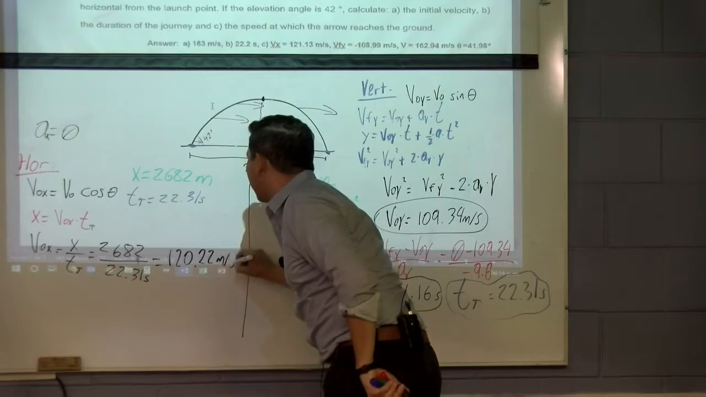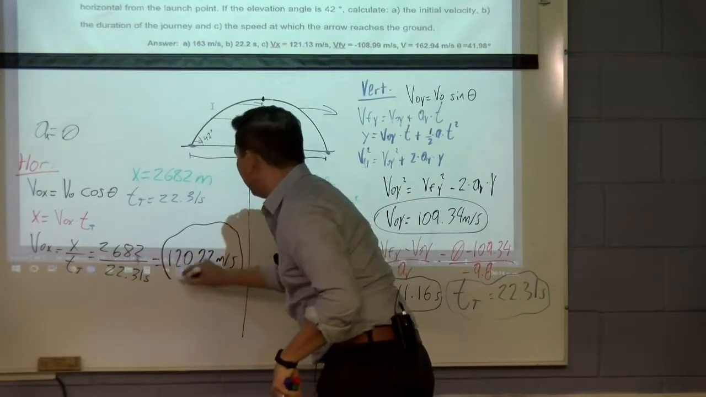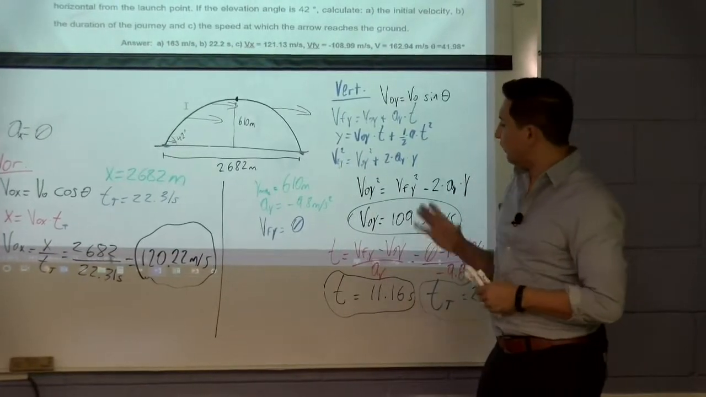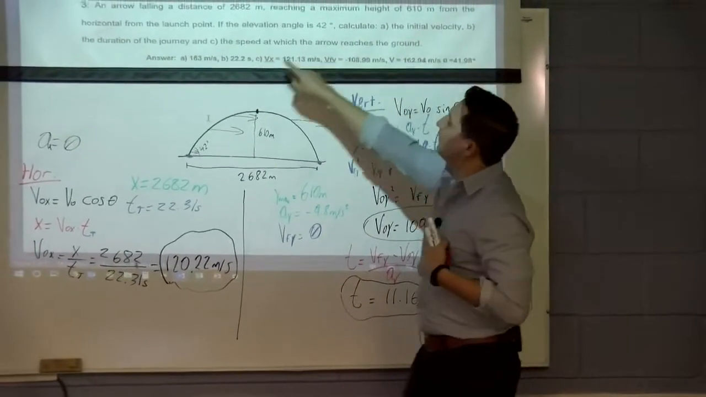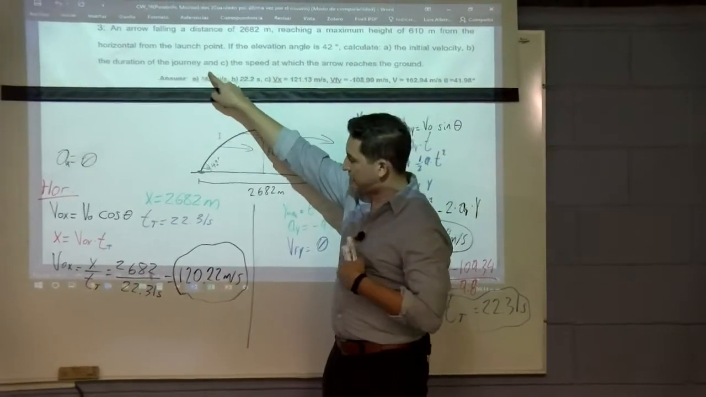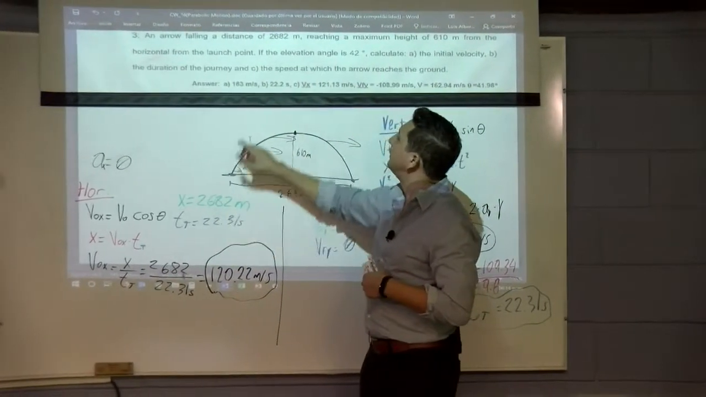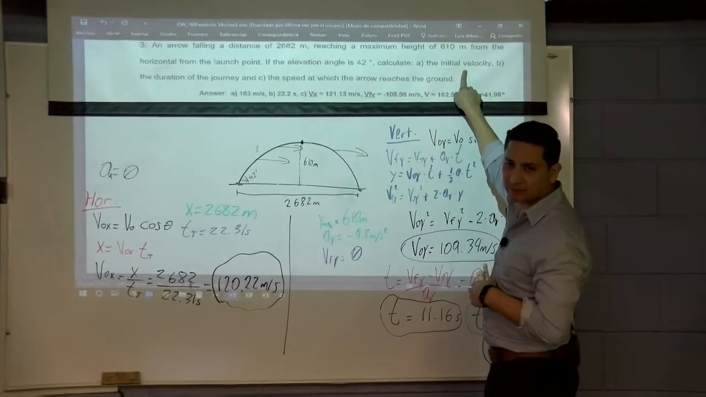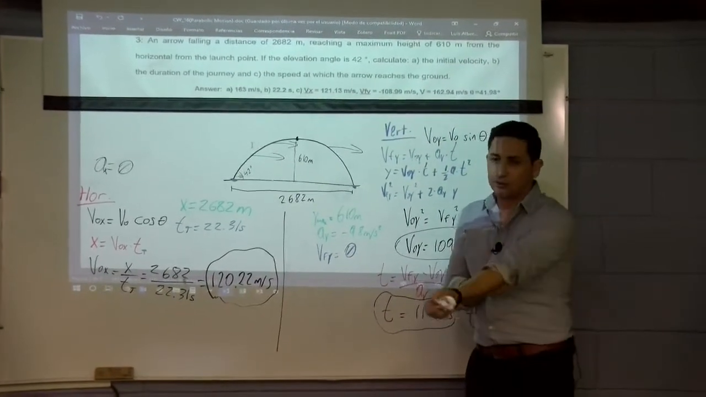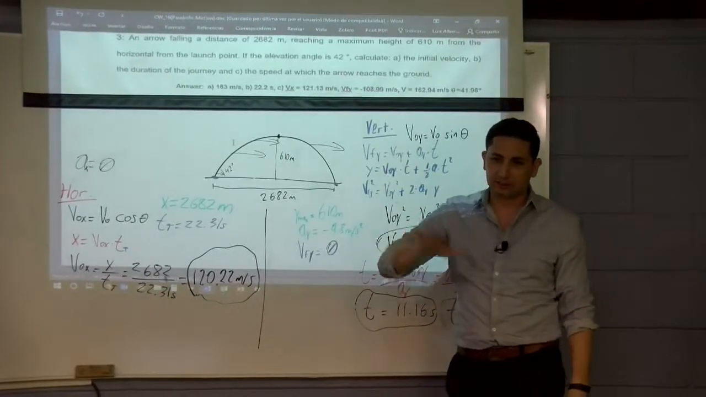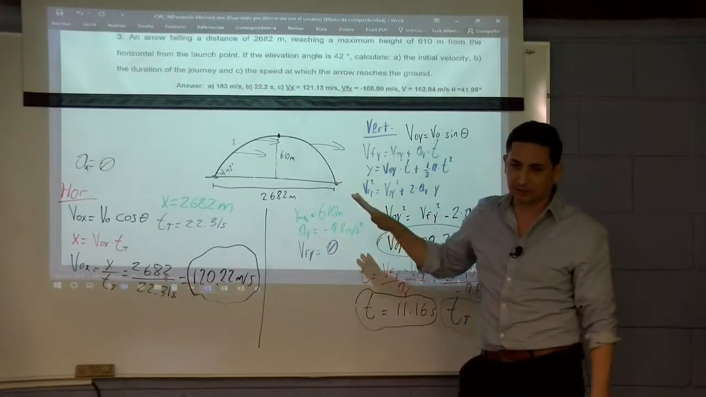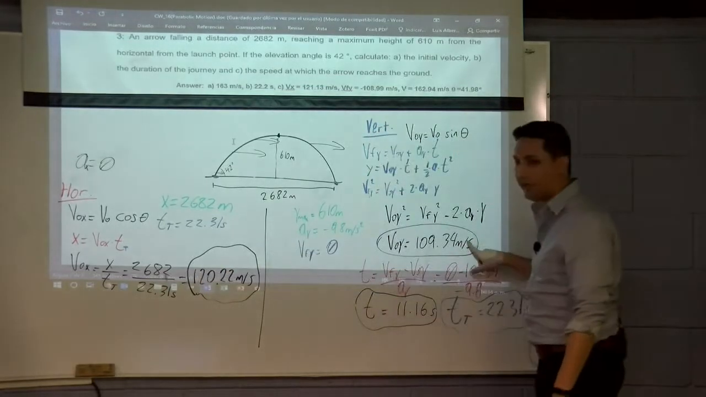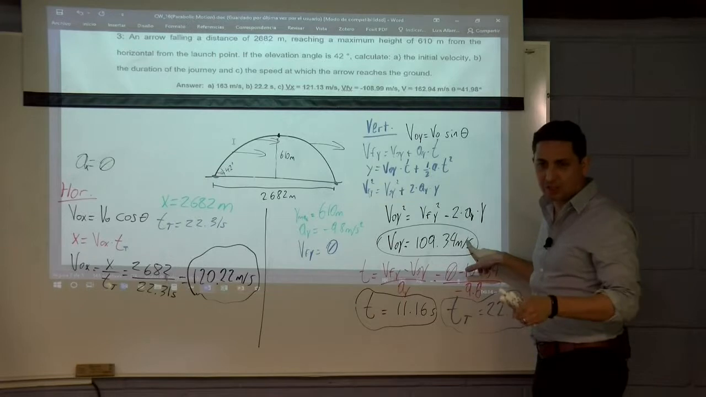120.22 meters per second. Okay? Perfect. So, right now we know the duration of the journey, that is 22.31. We want to know the initial velocity, but check this, and this is important. When I say the initial velocity, only like that, I am not saying initial velocity on x or initial velocity on y. I say initial velocity.